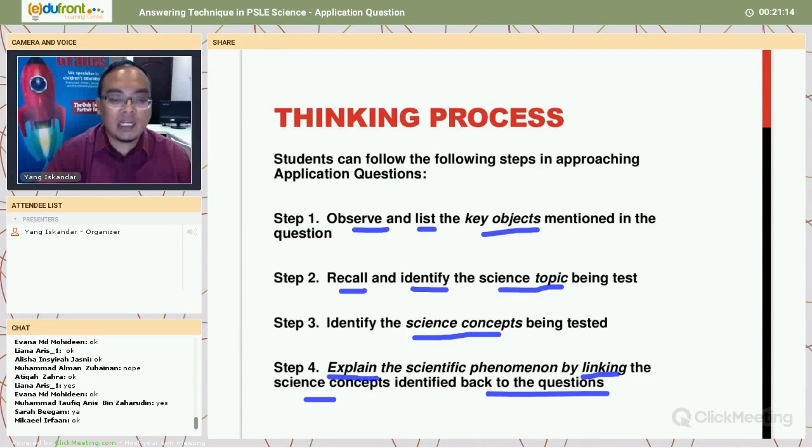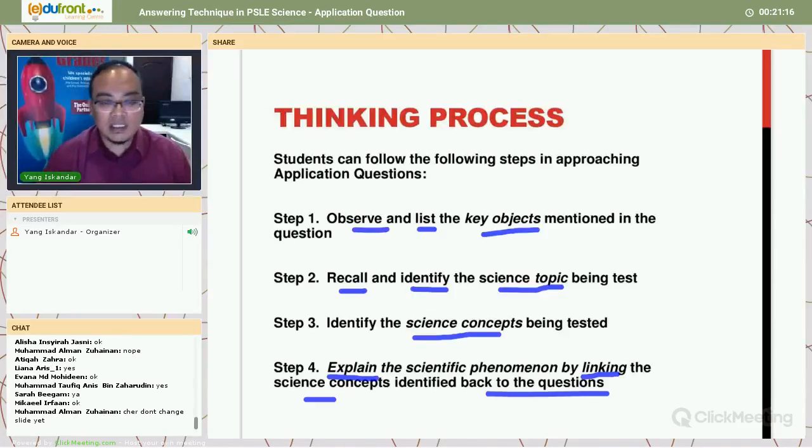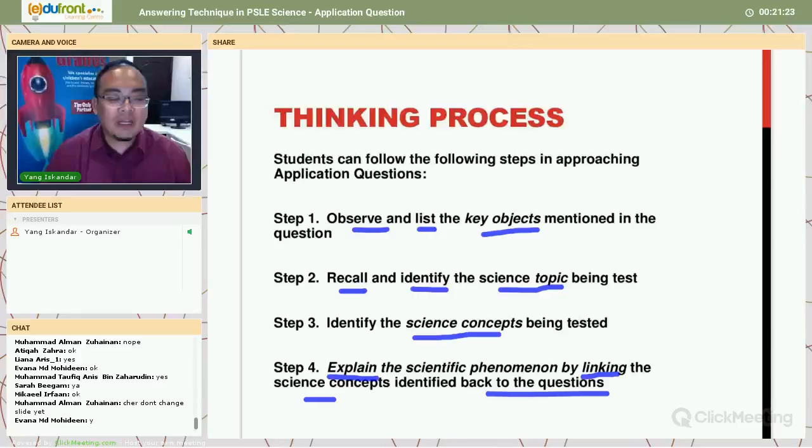Obviously when you see these application questions, I don't expect you to write down step by step. Step 1, what is the answer? Step 2, what's the answer? But during practice, don't change slide. Why don't change slide? Don't worry, I'll email you the slide. There's no need to copy. Just listen and try to understand.